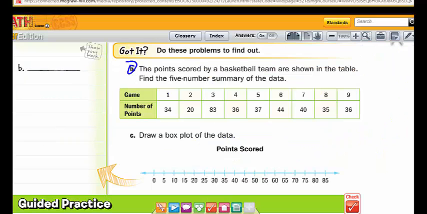Letter B, we are told the points scored by a basketball team are shown in the table. Find the 5-number summary of the data. Well, the best way to start this off is to go through it and cross each one off as you do it. We have 20 as our lowest piece of data, and then we have 34, we have 35, so 34 and 35 can be eliminated. Then 2 36s, one right there, one right there.